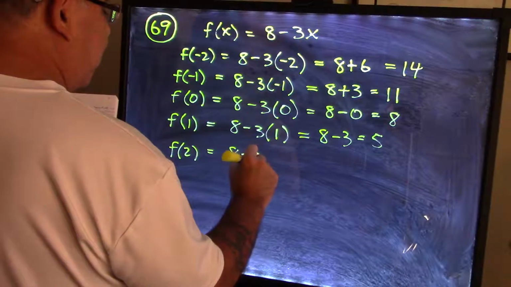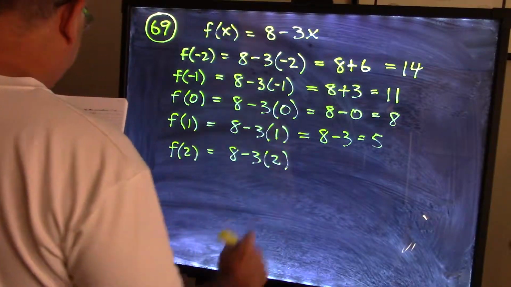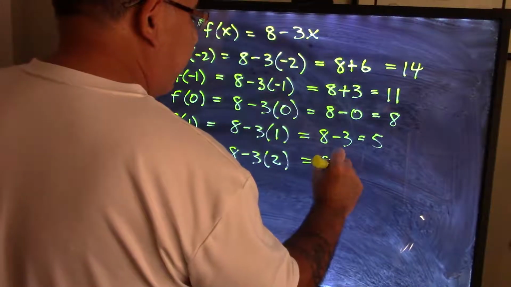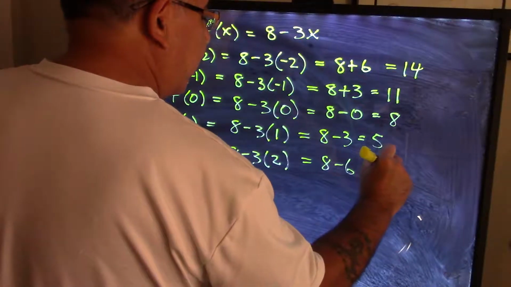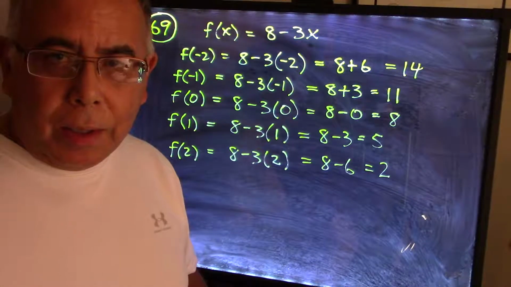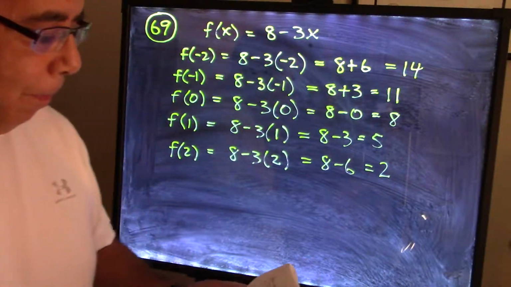And then finally we have f of 2. 8 minus 3 times 2. So that's 8 minus 6. And that's 2. So f of 2 equals 2.